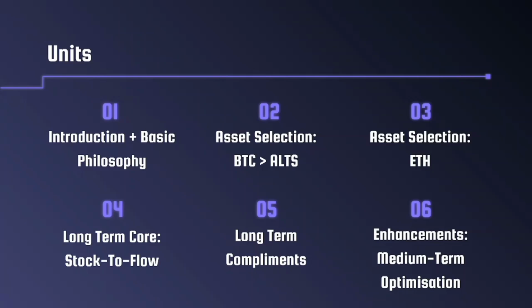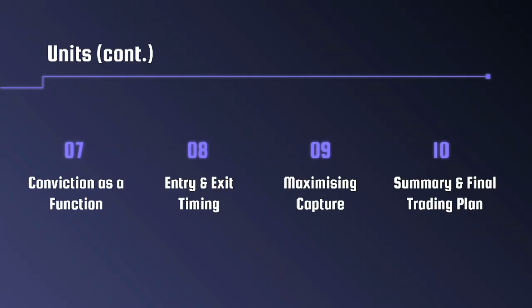Number 5, long-term complements. So these are additional analyses that go on top of the long-term core stock to flow model, how we're all going to be predicting the future. Unit number 6, the enhancements to our long-term, so the medium-term optimization. Number 7, conviction as a function, so how we size our positions and how we know how confident we can be in the future. Unit 8, entry and exit timing, self-explanatory. Unit 9, maximizing capture. This is going to be to essentially find out where to take profits while we're within trades before we close them to take maximum advantage of any randomness in the price.